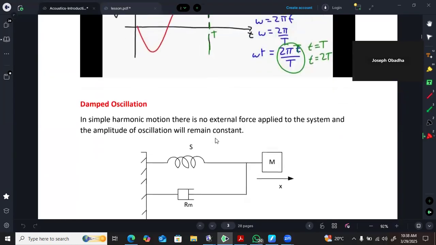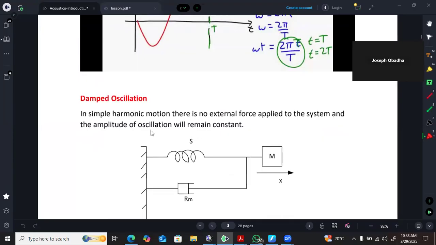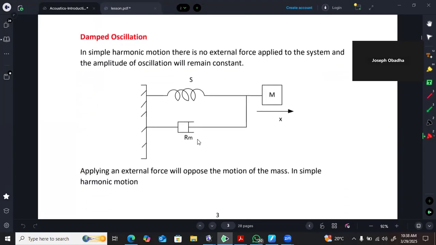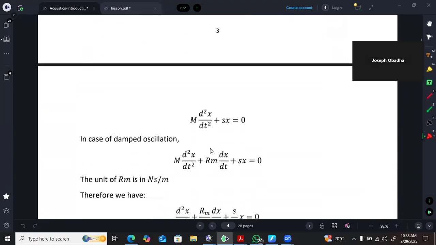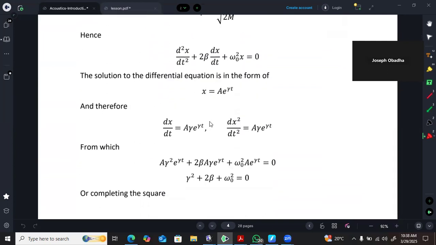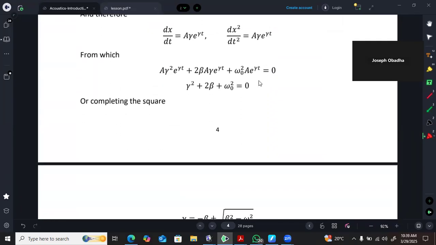the damped oscillation here. That in simple harmonic motion, there is no external force applied to the system, and the amplitude of oscillation will remain constant. Applying an external force will oppose the motion of the mass in simple harmonic motion. This is what we have discussed. So this is the equation that we have derived, and then the solution will be in this form.